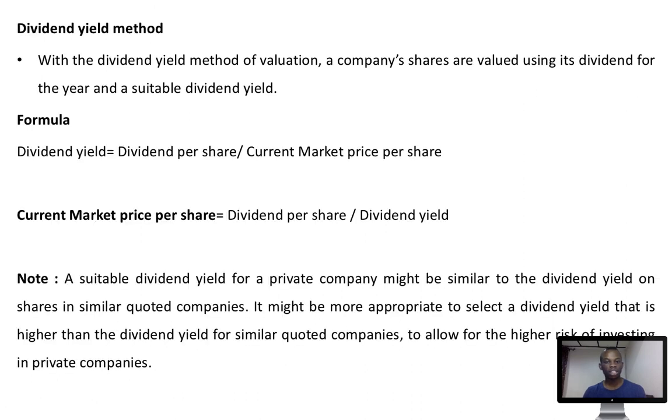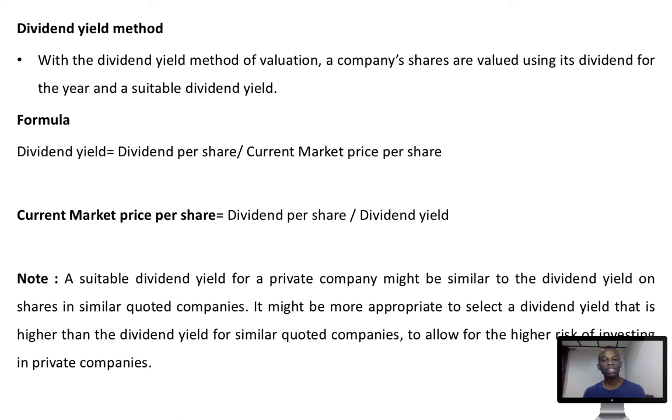The next one is dividend yield method. Dividend yield method is the same as earnings yield, but now we are not using earnings, we are using dividend instead. So dividend yield is equal to dividend per share divided by current market price per share. In the dividend yield valuation model, a company's shares are valued using its dividend for the year and a stable dividend yield.